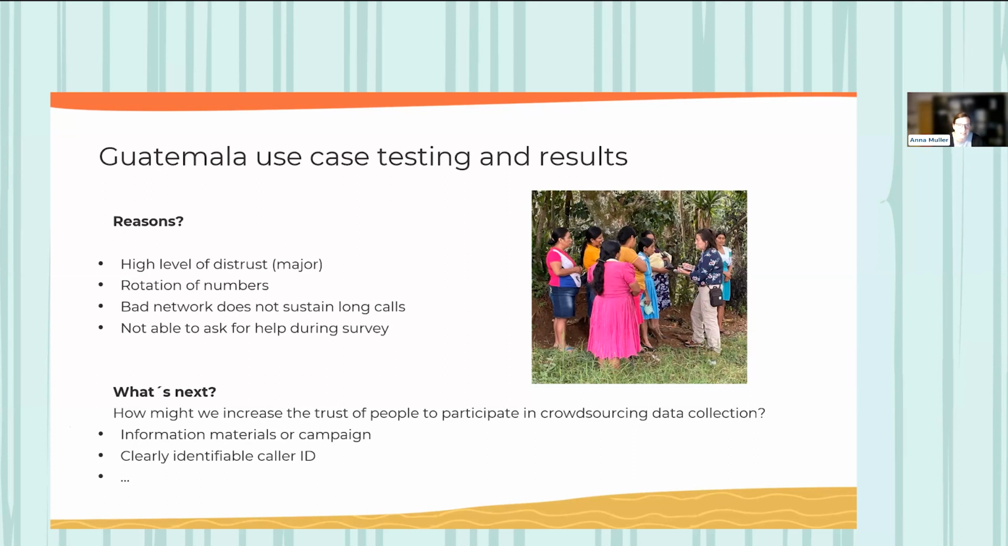So these are several insights that really changed the course of direction of our work in Guatemala, where in the beginning we thought we would build heavily on IVR.